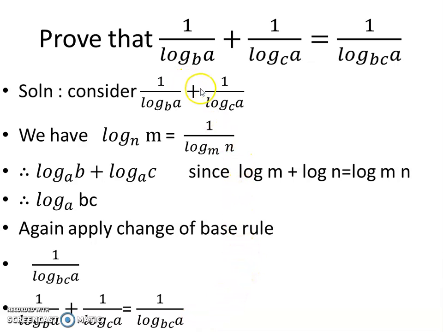In this example, most probably we have to use the second part of the change of base rule. We use log m plus log n is equal to log mn. And we derive the final answer in the form of LHS equal to RHS.